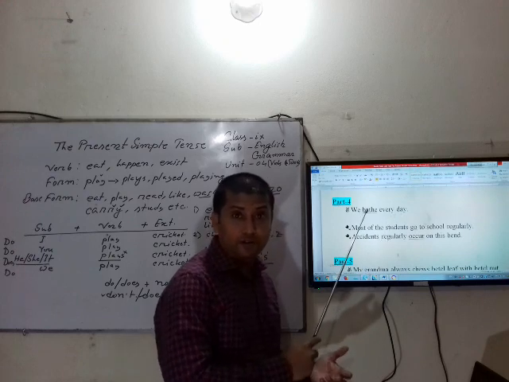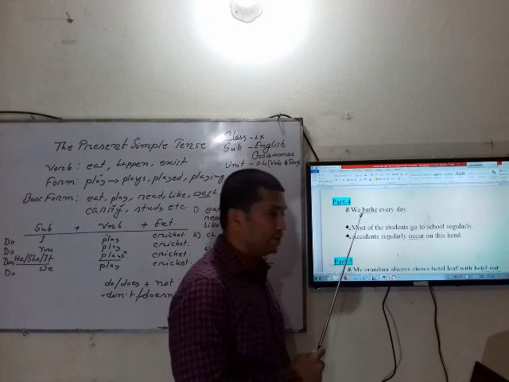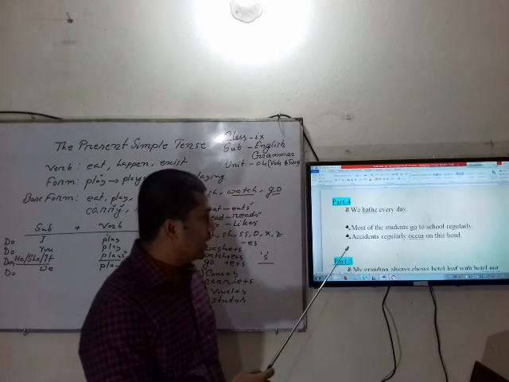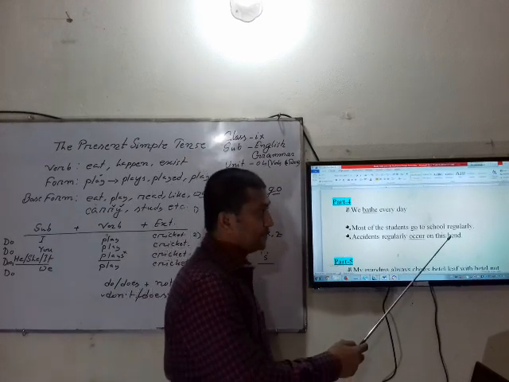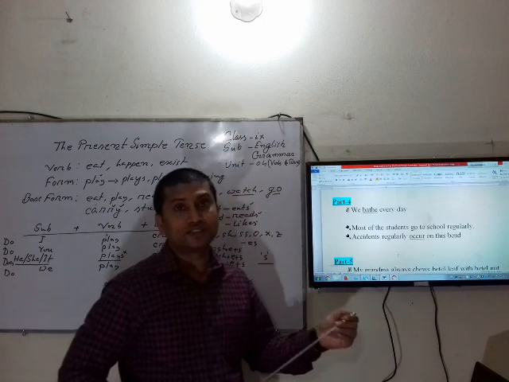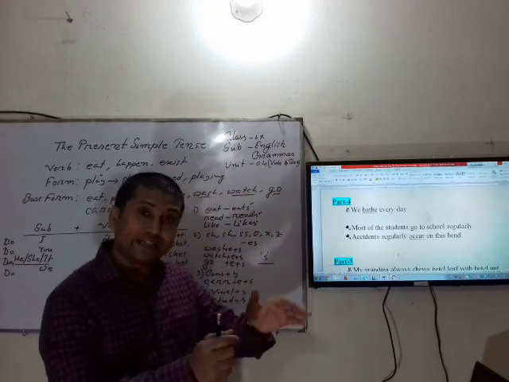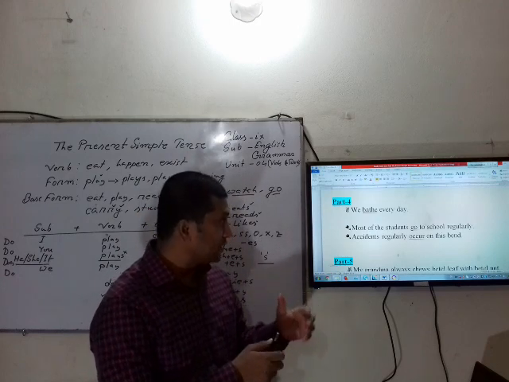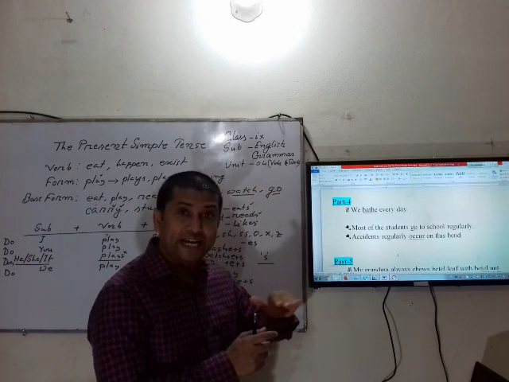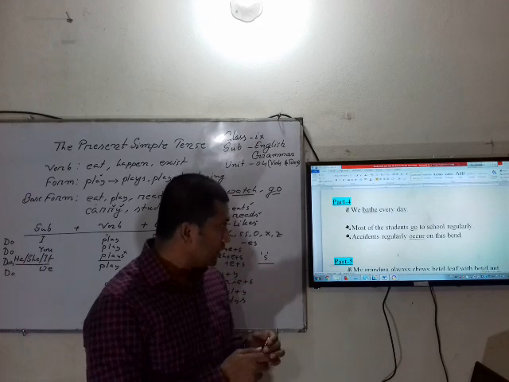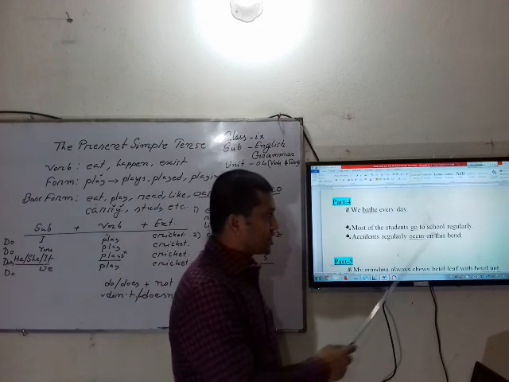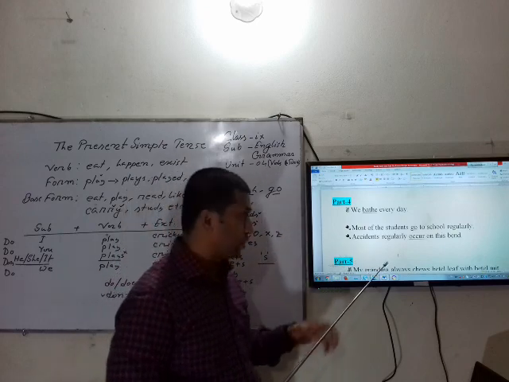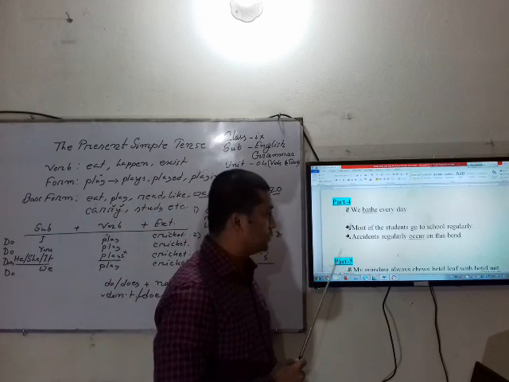We bathe, we have a bath, we wash ourselves every day. Most of the students go to school regularly. Accidents regularly occur on this bend. You know, the whole world is not straight. In some areas, there are bent sections. So on this area, accidents may occur. This is a regular action, a regular happening. If you want to express this situation, we use present simple tense.